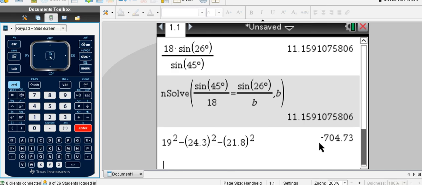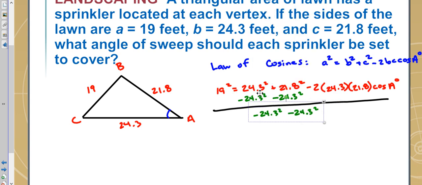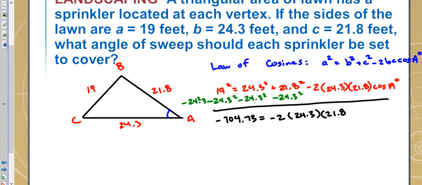Hit enter. I get negative 704.73. So I come back over here. Just know that I need to have done this on both sides. Let's just write that on both sides here. So I also would have subtracted that on this side. Okay, and so now what I'm left with is negative 704.73 equals negative 2 times 24.3 times 21.8 cos A.